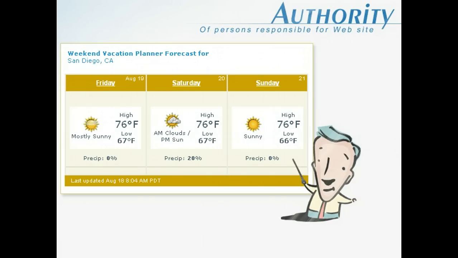The first thing you should consider is the authority of the person or persons responsible for the website. After all, if you were researching climates, wouldn't you feel better about referring to a site created by a meteorologist than one maintained by a hobbyist? Basically, you'll want to ask yourself, does the author have the credentials to provide this information?